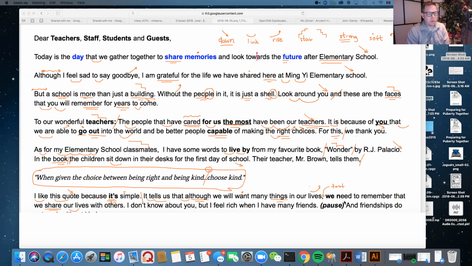I like this quote because it's simple. It tells us that although we will want many things in our lives, we need to remember that we share our lives with others. I don't know about you, but I feel rich when I have many friends.